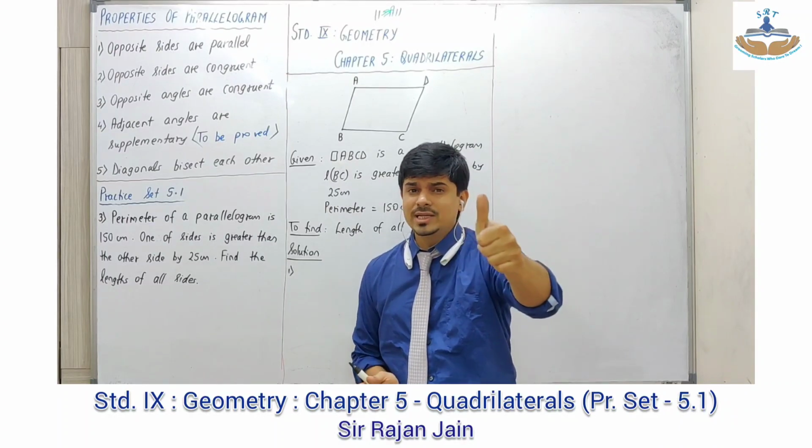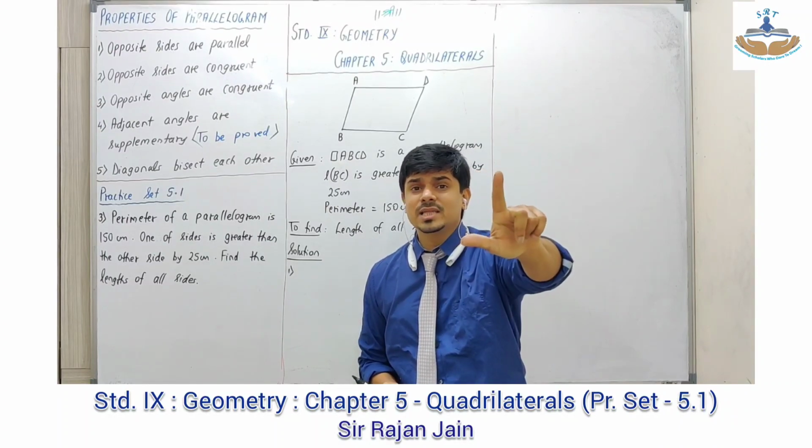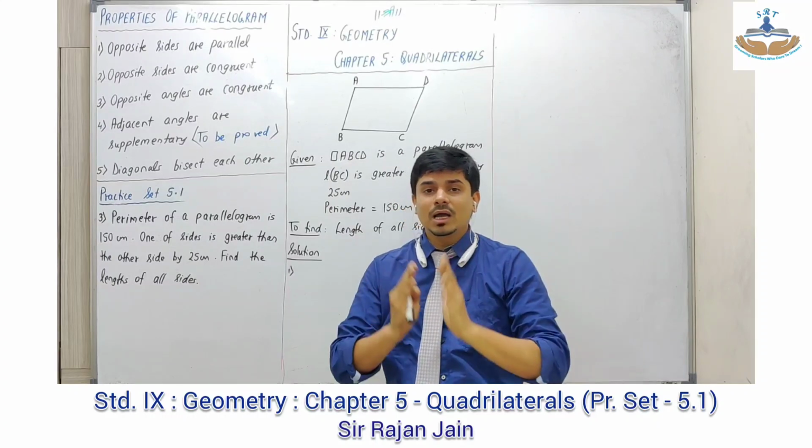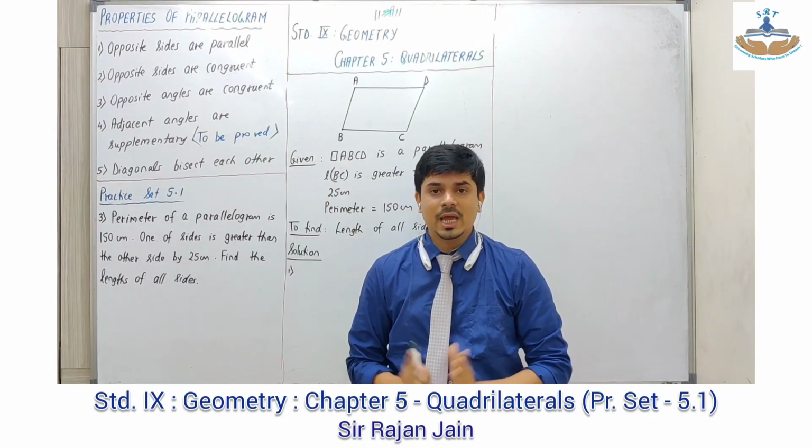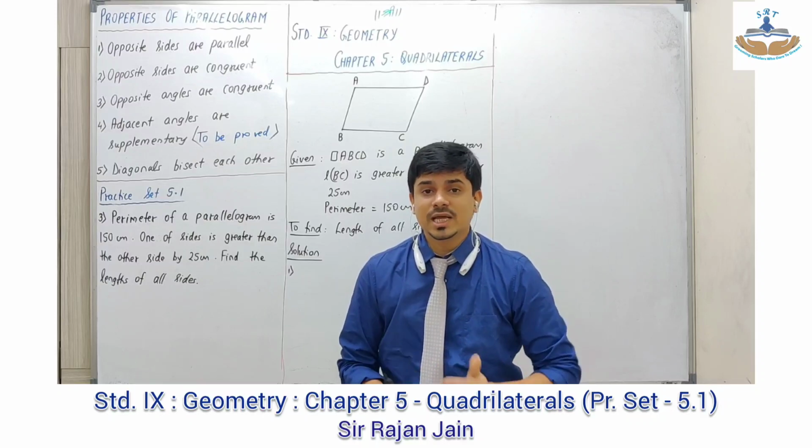There are two properties. One is opposite sides congruent. Second is that opposite sides are parallel. Now अगर मेरे को length associated कुछ करने का है, obviously you will make use of opposite sides congruent.